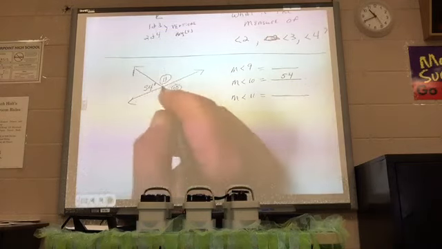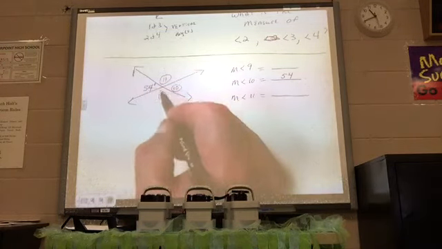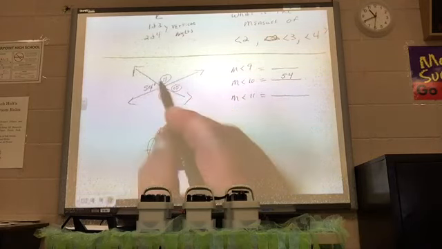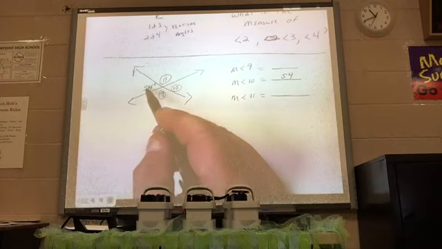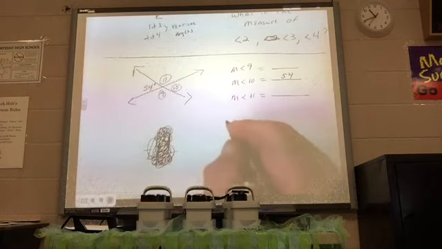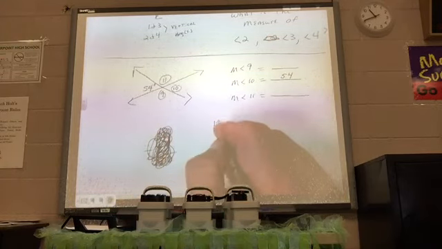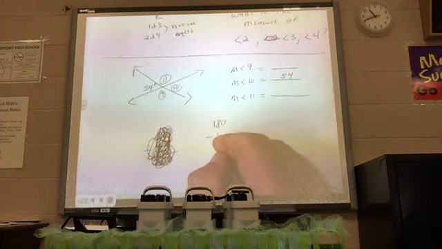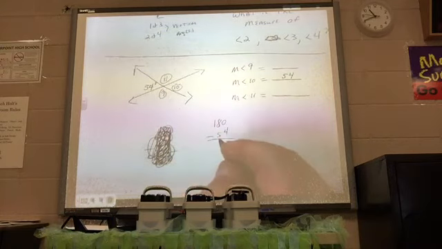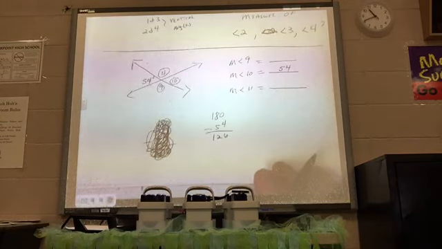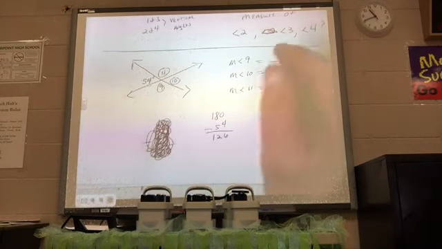Alright. What does this angle and this angle form? It forms a line. Straight line. So that means it's 180 degrees. If we take 180 and subtract the 54 from it, it's not 136, it's 126. I was off by 1 point. I had 127. Alright, so it's 126. So that means this one's going to be 126.